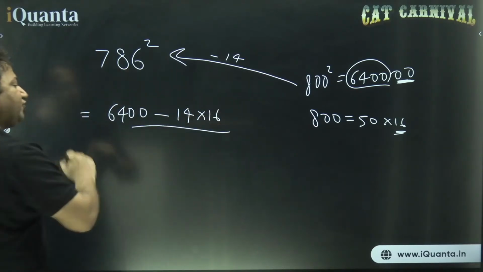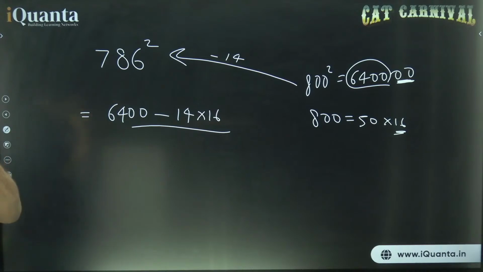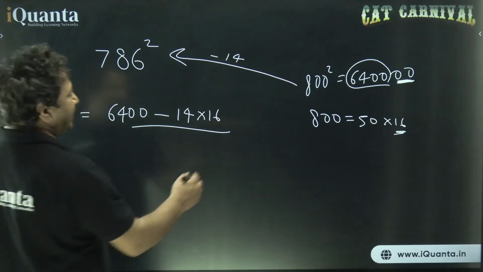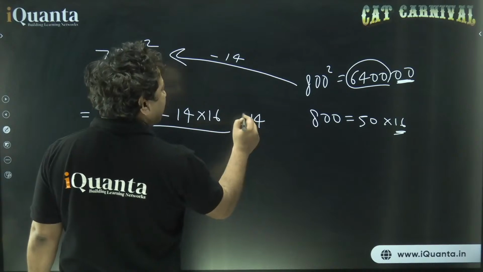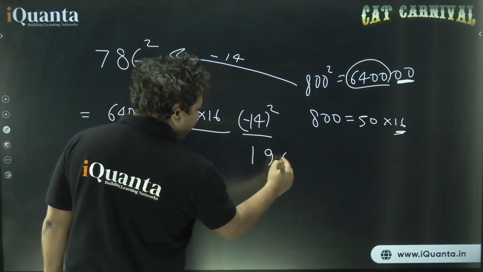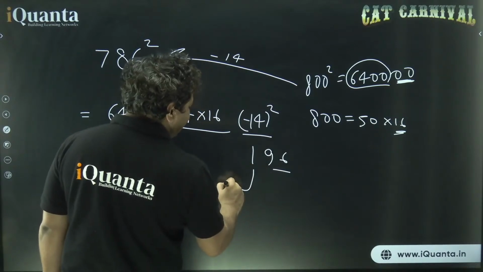Like in the case of 150, we did it 3 times. In case of 400, we did it 8 times. In case of 800, we do it 16 times. And then the square of minus 14 would be here, the last 2 digits. This is 196, of course 196 will stay. One has to go in carry forward.